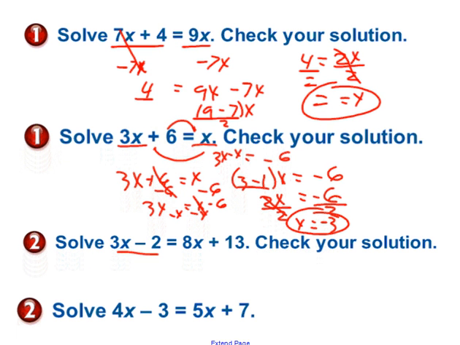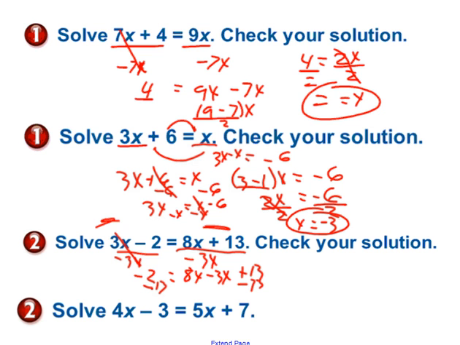3x minus 2 is equal to 8x plus 13. I'm going to collect all the constants on this side and all the x's on that side. So to do that, I'm going to subtract 3x from both sides. All right, so these 3 x's cancel out, leaving just negative 2. And this would be equal to 8x minus 3x plus 13, but I'm going to subtract 13 from both sides.